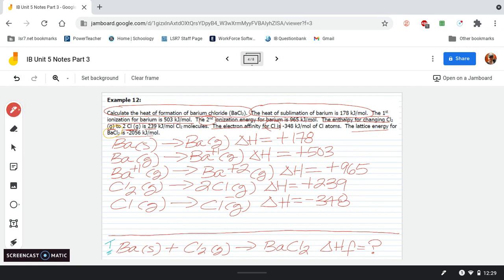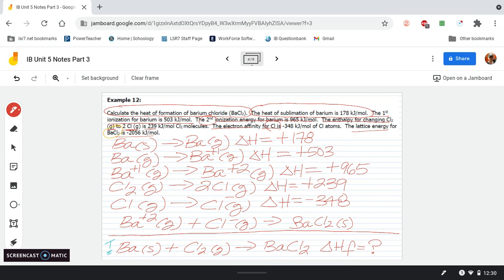So barium as a gas with a charge is Ba plus 2. And then chlorine with a charge as a gas, Cl minus, turns into BaCl2 as a solid.